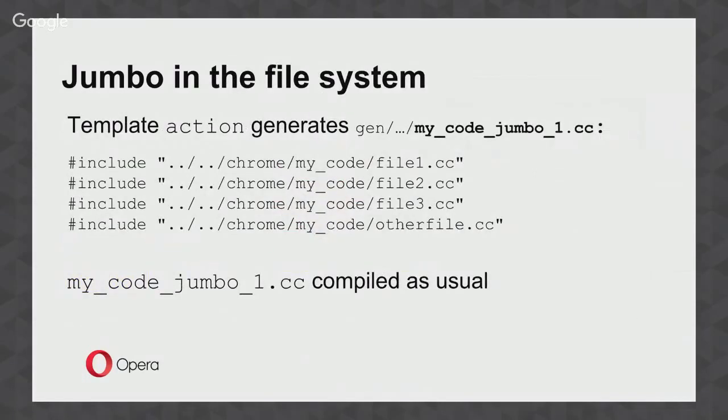What the template does is that it generates a Jumbo file, a numbered Jumbo file, because we might have many Jumbo files per target. And it includes a number of files in it. In this case, file 1, file 2, file 3, another file. And then we send this file to Ninja, and Ninja compiles it, as it would compile another file with the same flags, same defines. And it generates an object file that we move on with.